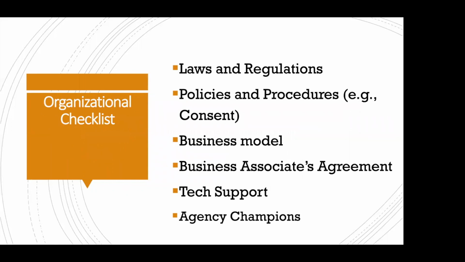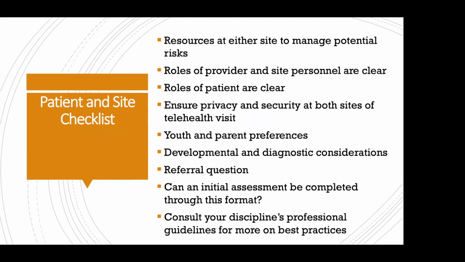When we think about things at an organizational level, again, like looking at laws and regulations, I'm going to be talking about some policies and procedures that need to be considered. The business model, again, with the BAA in place, and the tech support agency champions. The other thing that we want you to really be thinking through in a checklist is what are the resources at either site to manage potential risks that pop up. I'll talk about that in great detail a little bit later on.